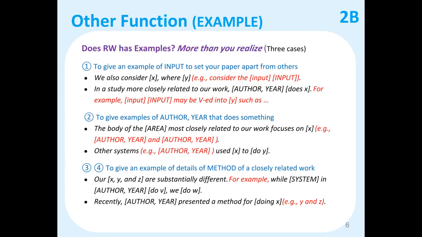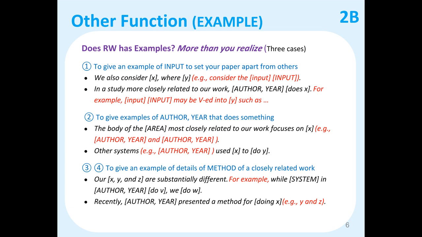Now, a question I often get is, should I use examples in my related work section? In our first lecture, we said the introduction uses many examples to be accessible. The related work section is more technical, but that doesn't mean examples disappear. You just use them more strategically. For instance, you can use an example to define your specific input and set your paper apart. Another key use is to group authors who share a common approach. You could say, other systems, for example, author X and author Y use machine learning to predict outcomes.